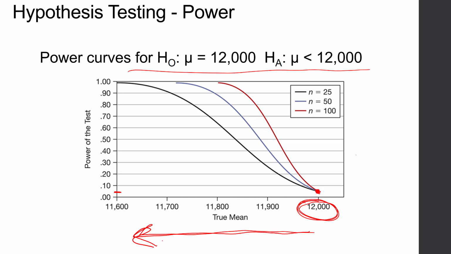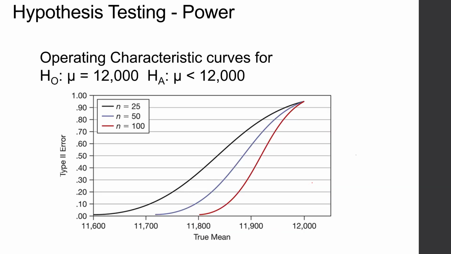And notice that my biggest sample size is the top curve. The n equals 100 curve is this top one. As I get a bigger sample size, I increase my power. So those are some things that I want you to be able to recognize about a power curve.